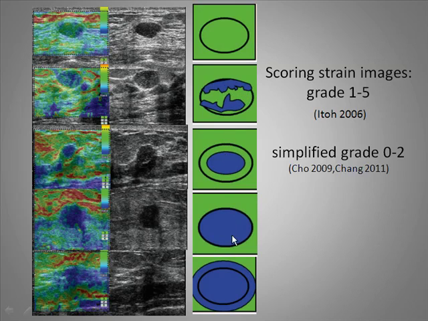Scores 2 and 3 are varying degrees of mixtures of green and blue. Scores 4 and 5 indicate a uniformly blue mass, score 5 having blue stiff tissue surrounding the periphery of the mass as well as within the mass itself.